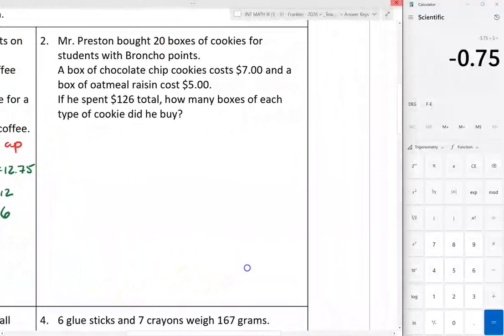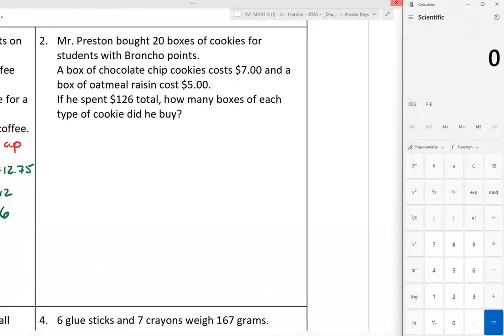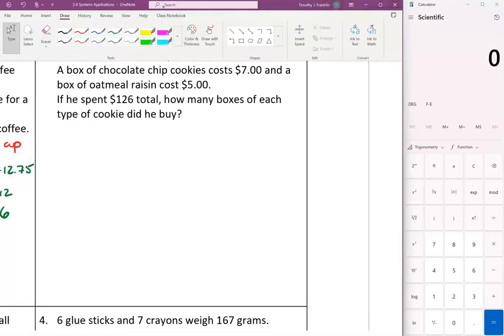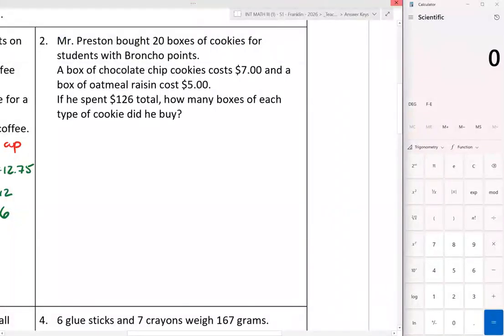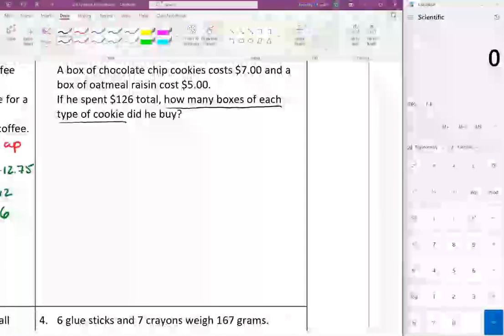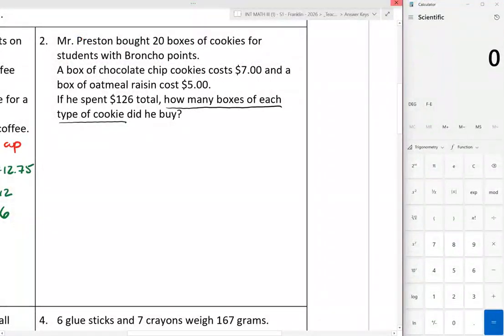Okay, Mr. Preston bought 20 boxes of cookies for students with Bronco points. A box of chocolate chip cookies costs $7, and a box of oatmeal raisin costs $5. If he spent $126 total, how many boxes of each type of cookie did he buy? Okay, so we have what our variables stand for right here. How many boxes of each type of cookie? That's going to be what your variables stand for, is what you're being asked to find out typically in these problems. So we can write an equation.